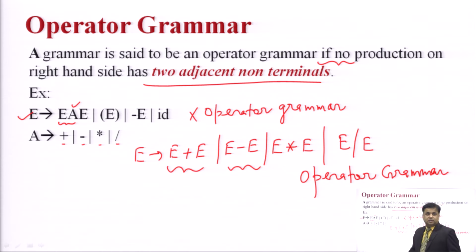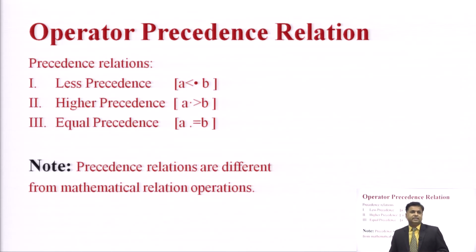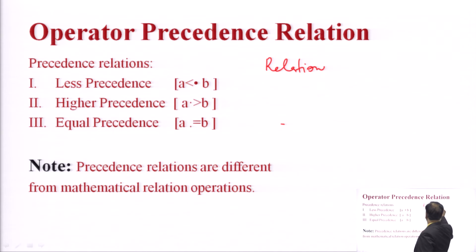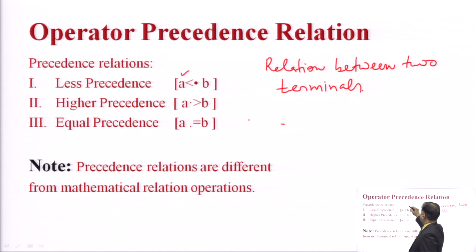Right. After operator grammar, next is the relations between two terminal symbols. In operator grammar, we have terminals and non terminals. Before going to the precedence relation table, we should know the concept of the precedence relations between two terminals. Suppose we have two terminals A and B.